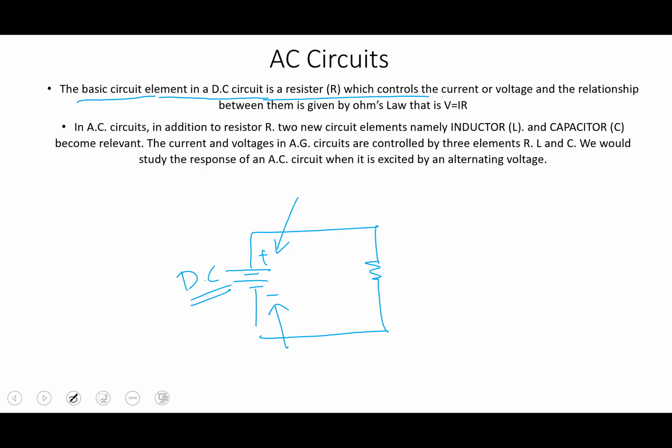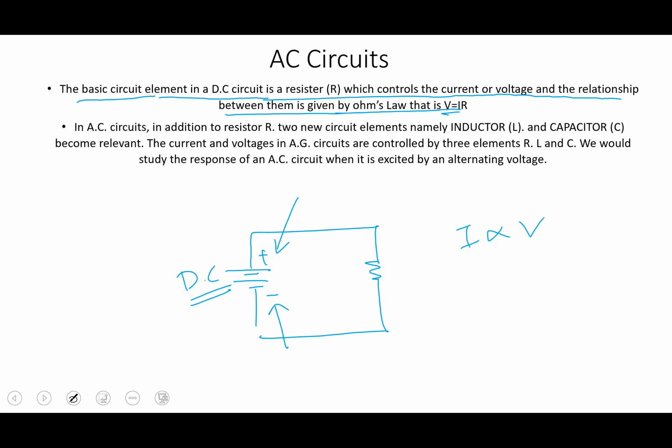In a resistance, which controls the current and voltage, the relationship between them is given by Ohm's law, which is V is equal to IR. That means current is directly proportional to voltage, provided conditions such as temperature remain constant.